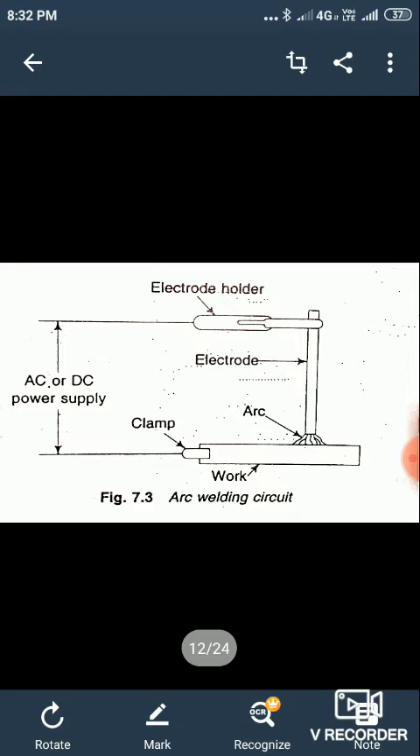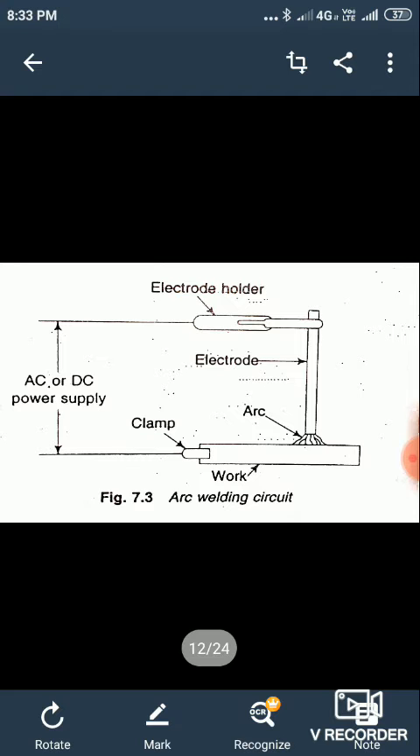Polarity cannot be changed in AC welding, but in the case of DC welding, straight polarity and reverse polarity are possible. Welding of non-ferrous metal is possible only with DC welding; non-ferrous metals cannot be welded with AC welding. No arc blow is seen in AC welding, whereas arc blow is seen in DC welding. This is the comparison of AC and DC power supply.